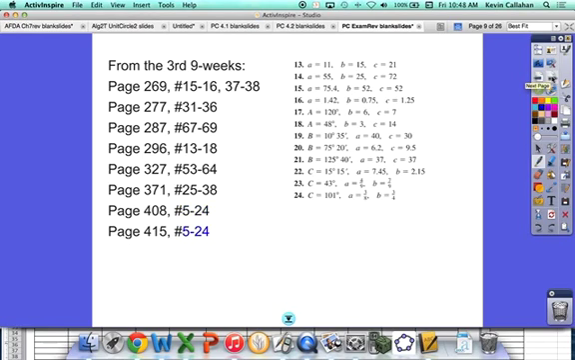Right. And then what were the two situations we solved with the law of cosines? Side, side, side, and side, angle, side. So you should try to pick some out that are each one. Make sure you know how to do it. You know, you'll be given the formulas for it. So that's all the third 9-week stuff.